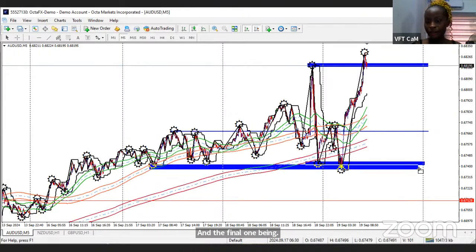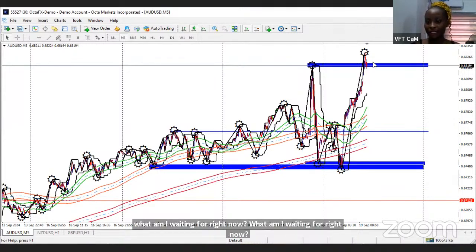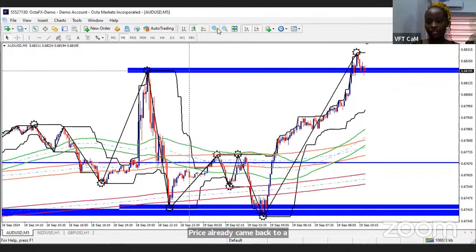So what am I waiting for right now? Price already came back to retest yesterday's high. You can see, let me zoom in so you see a clearer picture. It's currently retesting it. If price finds support at this level, there's a possibility that it's going to continue buying. However, I will not be comfortable jumping into the AUD USD buy right now. I want it to retest deeper, right?